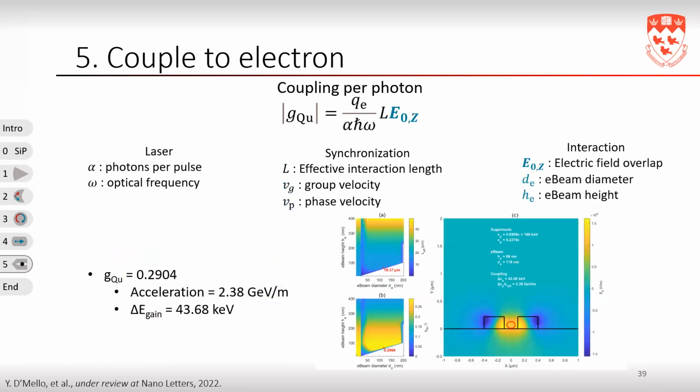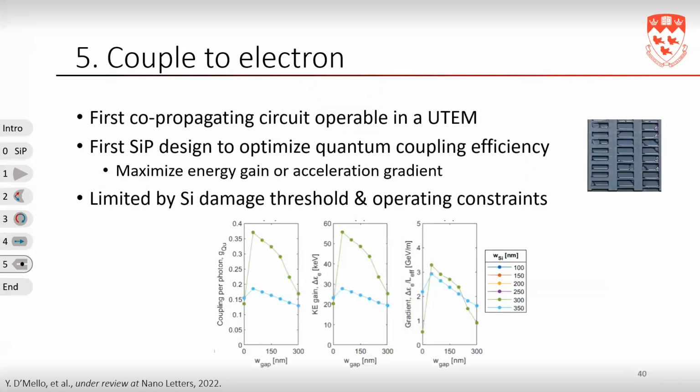And so if I maximize all of these quantities, I can get a quantum optoelectronic coupling efficiency of about 0.29, which represents an acceleration gradient of 2.38 gigaelectron volts per meter, or an energy gain of 43 kiloelectron volts. This was the first co-propagating circuit that's operable in a UTEM. It was the first design to optimize quantum coupling efficiency in silicon photonics, and the design showed that we can either maximize the energy gain or the acceleration gradient. Its main limitation was the damage threshold of silicon and the operating constraints of the experimental setup.